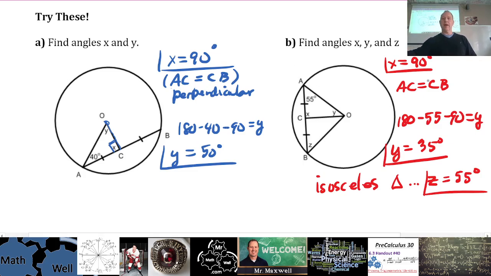By the same logic here, because AC is the same as CB, that means that this side going through the center must form a 90 degree angle there, so x is 90. Also, we have 180 minus 55 minus 90 equals y, and y is 35. Remember that this is an isosceles triangle because this is a radius and this is a radius, so angles opposite identical sides in an isosceles triangle have to be equal, so z is 55.